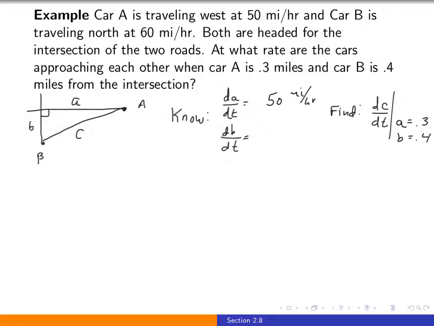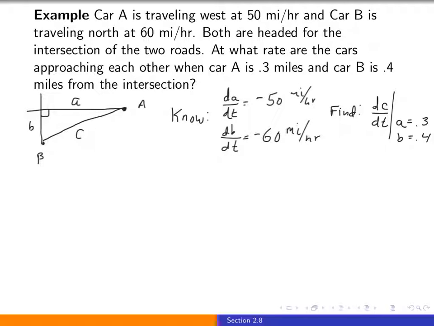But we have to think about what A is representing, the distance between car A and the intersection. So that distance is decreasing, which means the rate of change should be negative 50 miles per hour. We use a negative sign when we have a decreasing rate of change. Likewise, dB/dt is minus 60 miles per hour.